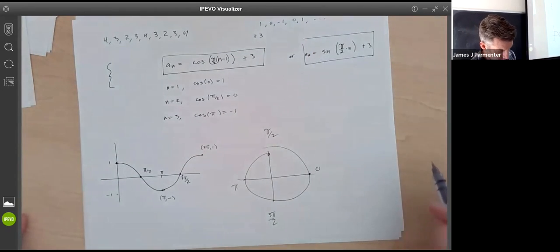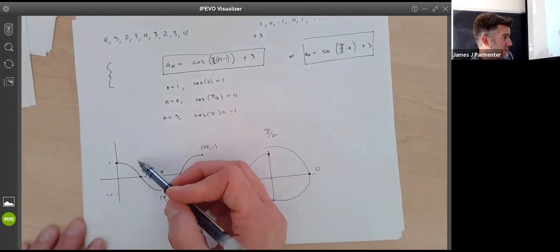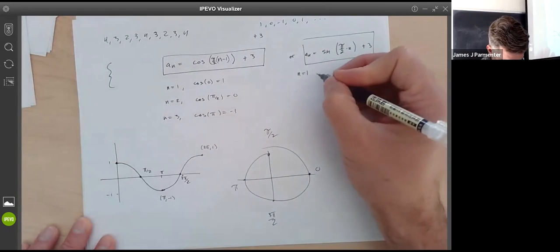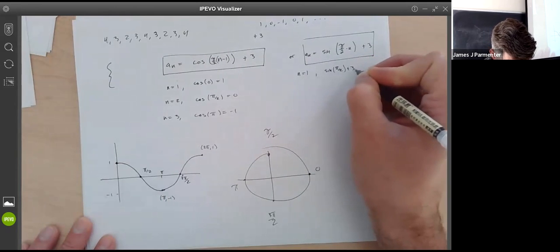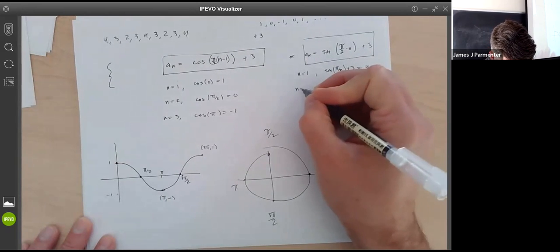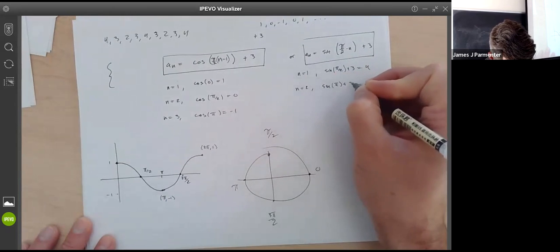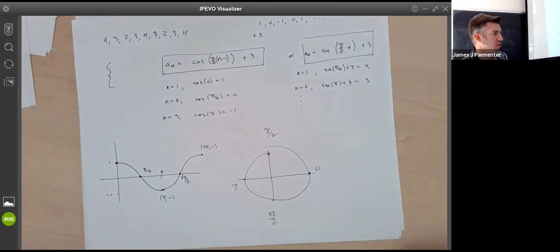Because the sine function at 0 starts at 0, but at pi over 2 gives you a value of 1. So here, if you plug in n equal to 1, you're going to get sine of pi over 2 plus 3, which is 4. And if you plug in n equal to 2, you're going to get sine of pi plus 3, which is 3, and so on. You keep getting the values that you want.